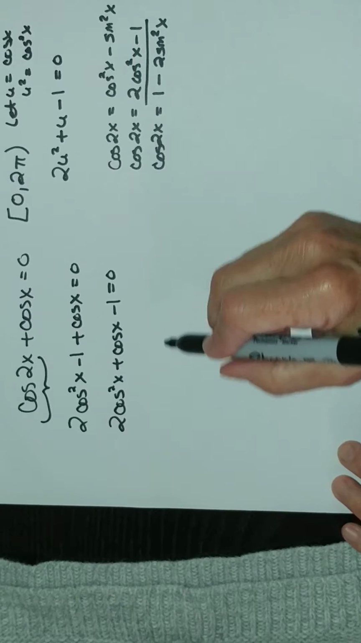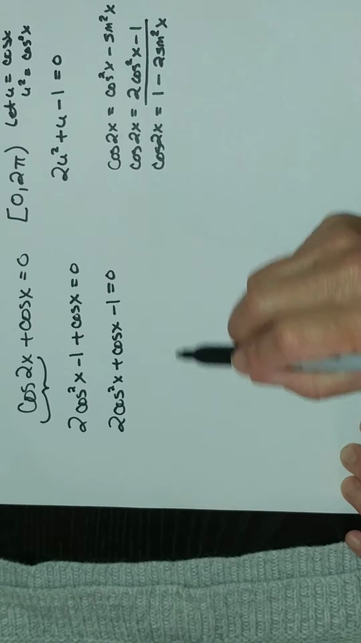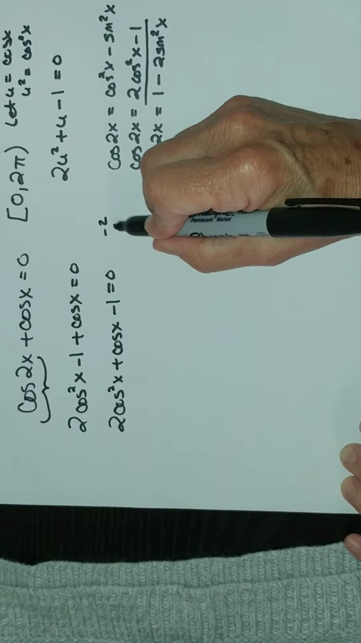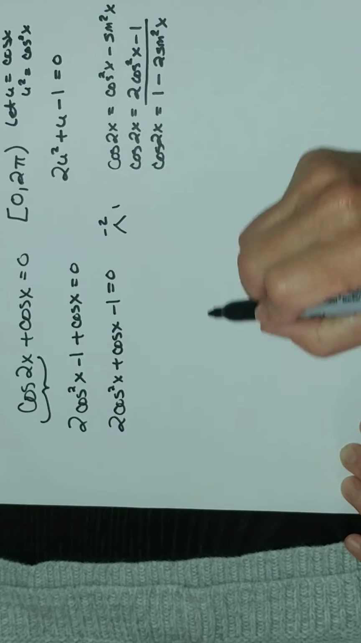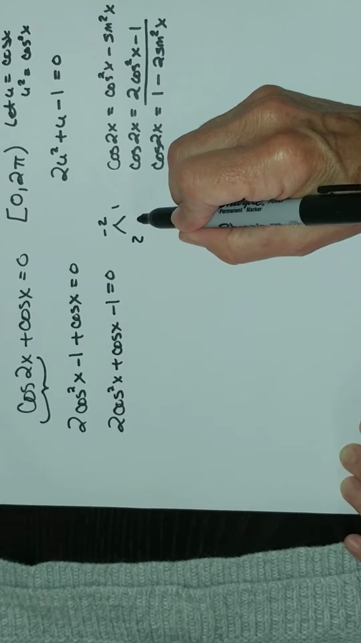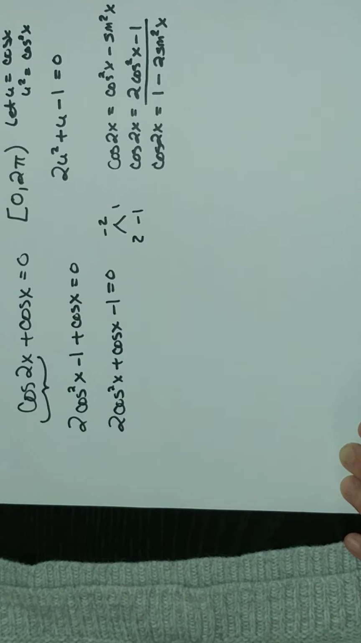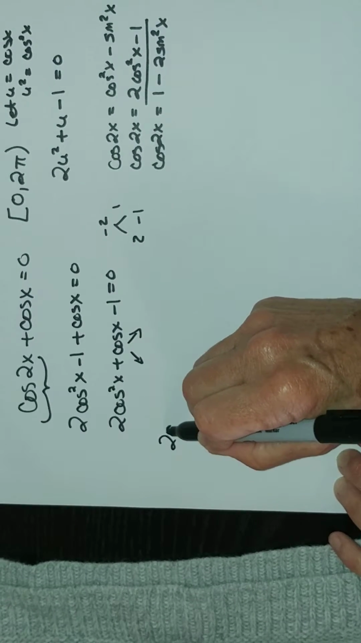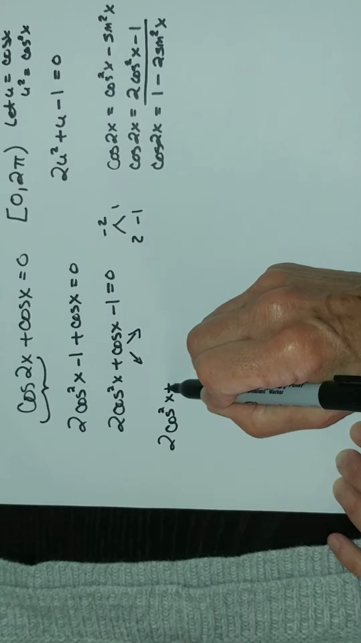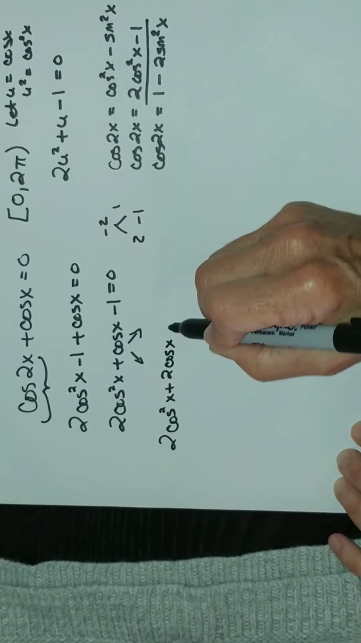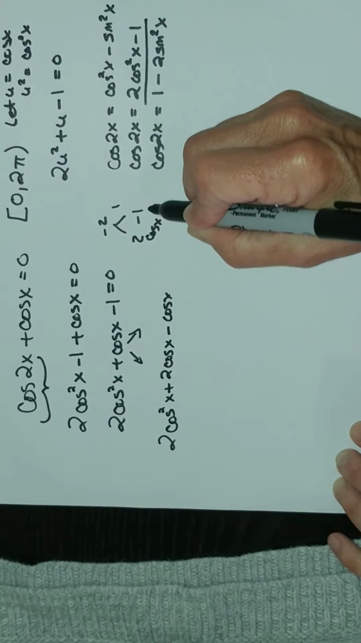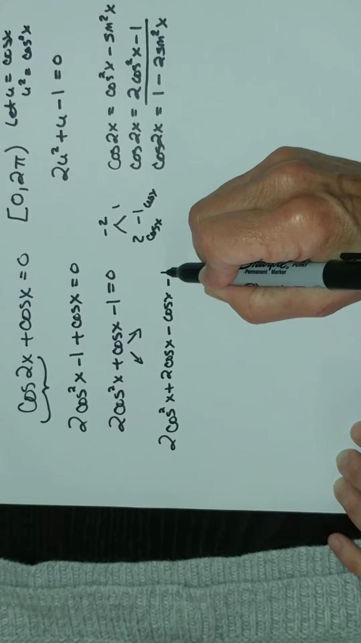I'm going to factor this. You can use the AC method here. 2 times negative 1 is negative 2. You want 2 factors that will add up to be a positive 1. That's going to be a 2 times a negative 1. 2 times negative 1 is negative 2. 2 plus negative 1 is positive 1. So then you can rewrite your middle term right here into 2 cosine squared of x plus 2 cosine of x minus cosine of x. So I'm rewriting it into 2 cosine of x minus 1 cosine of x minus 1.